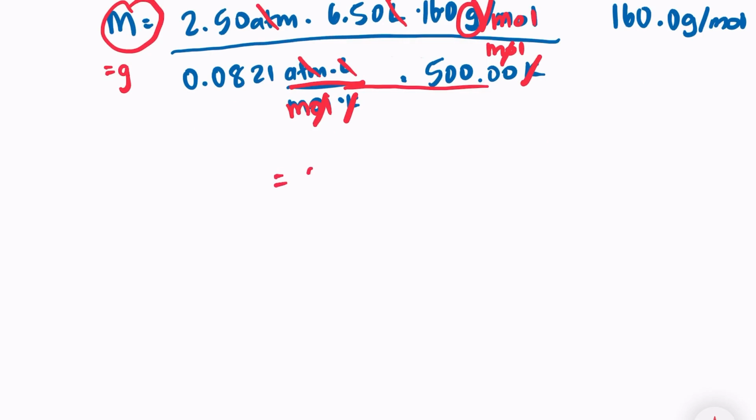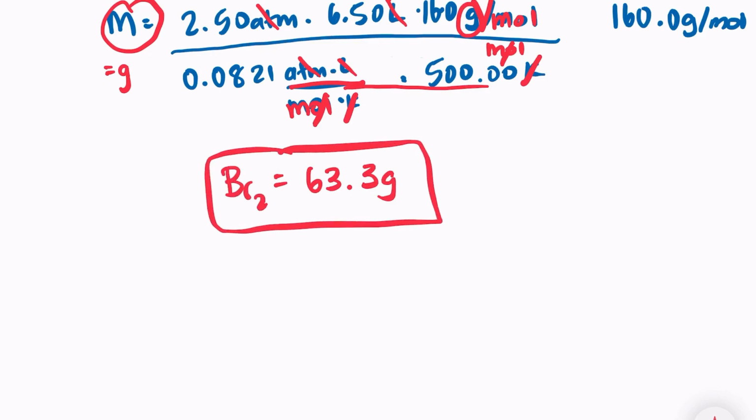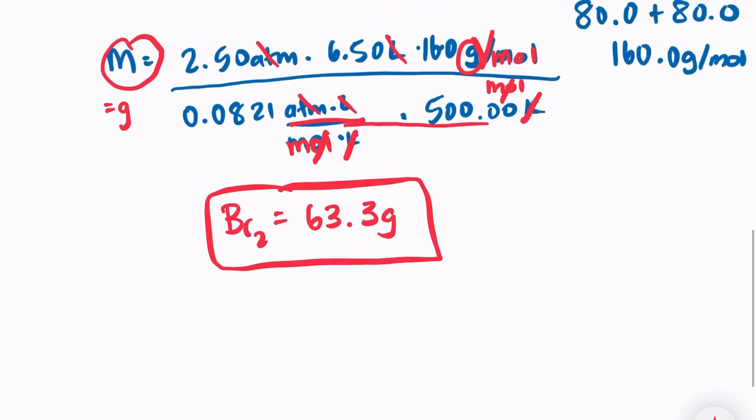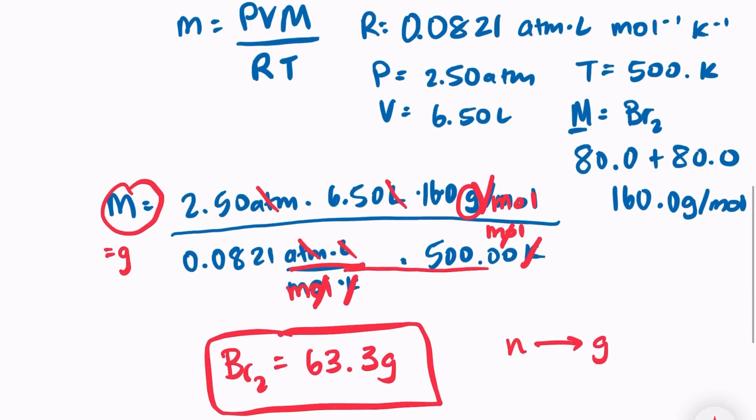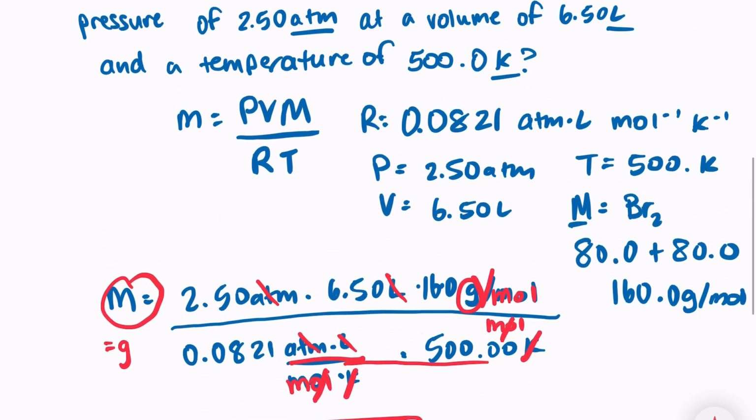And that should give you 63.3 grams of bromine gas in this sample. I hope this was helpful. This is just a little bit easier than solving for n and then going into grams using a conversion factor. It just combines everything into one formula, which is nice and hopefully easy to work with.